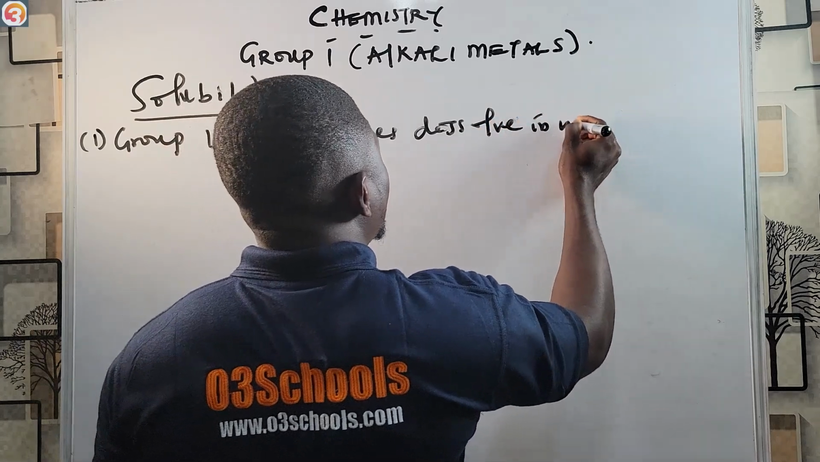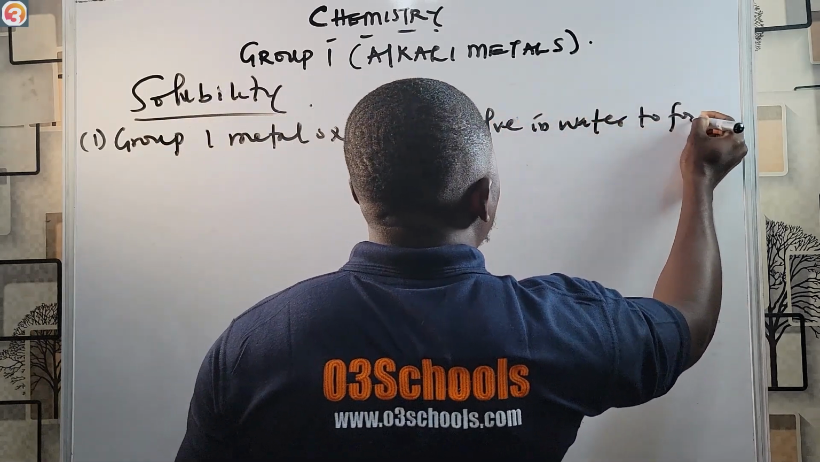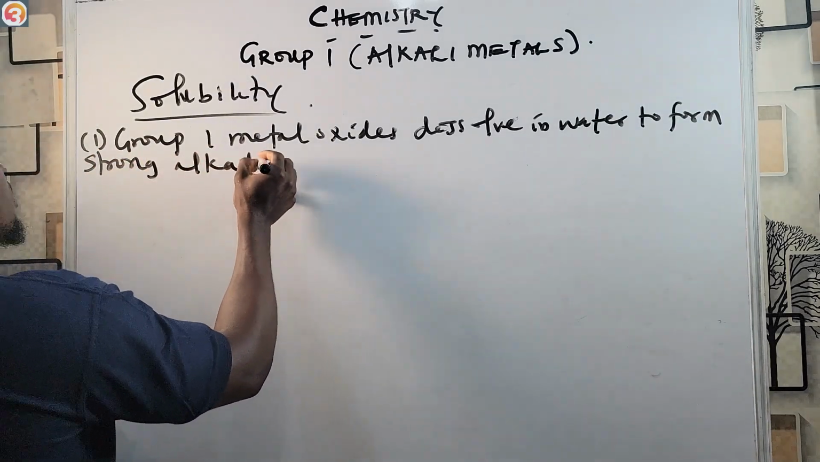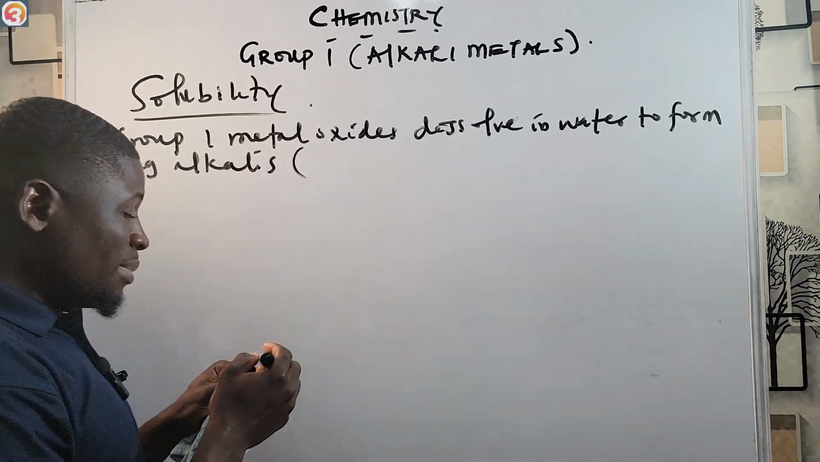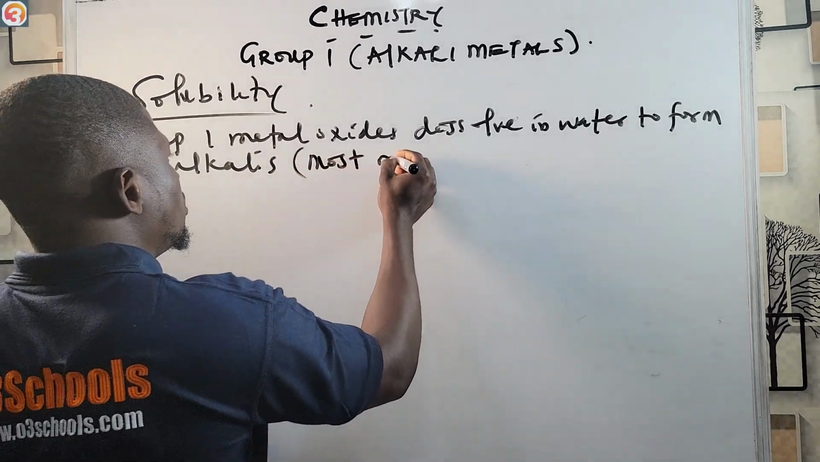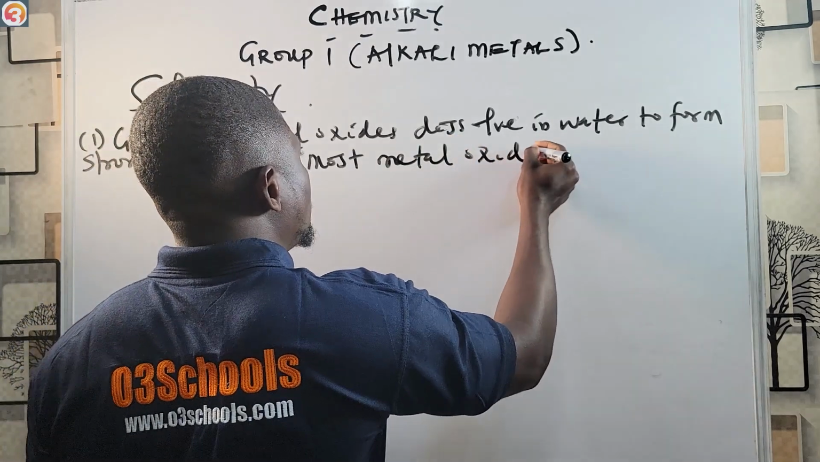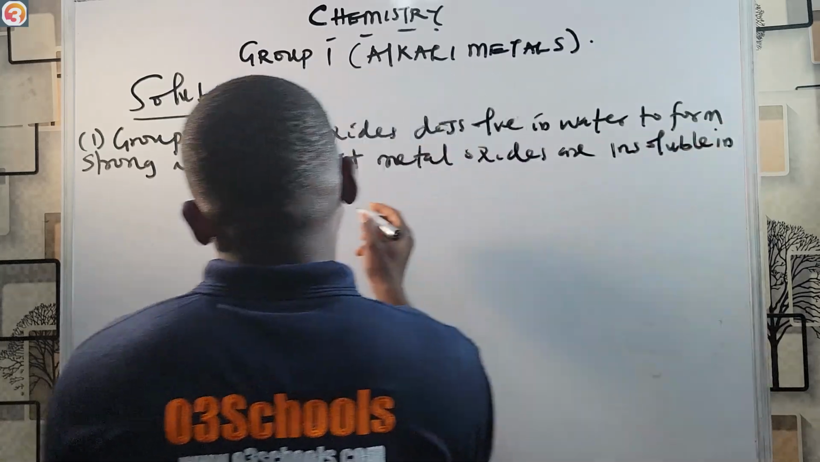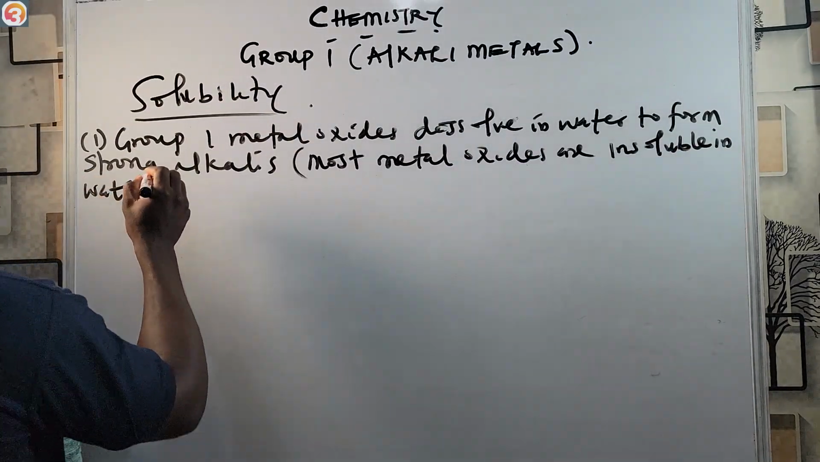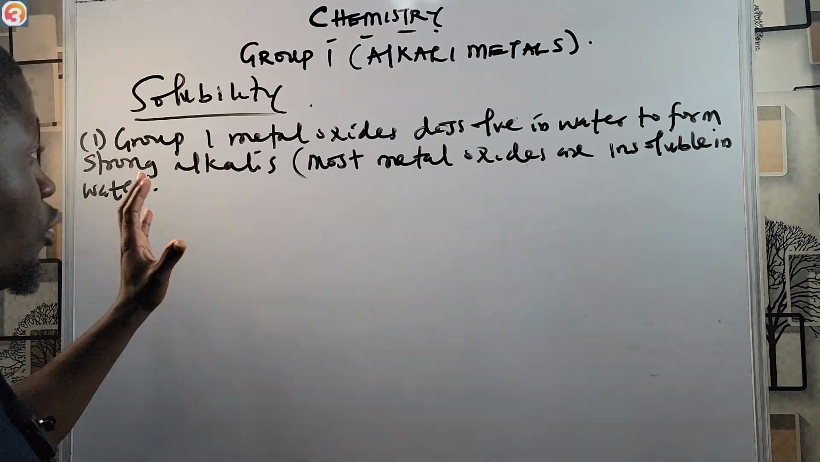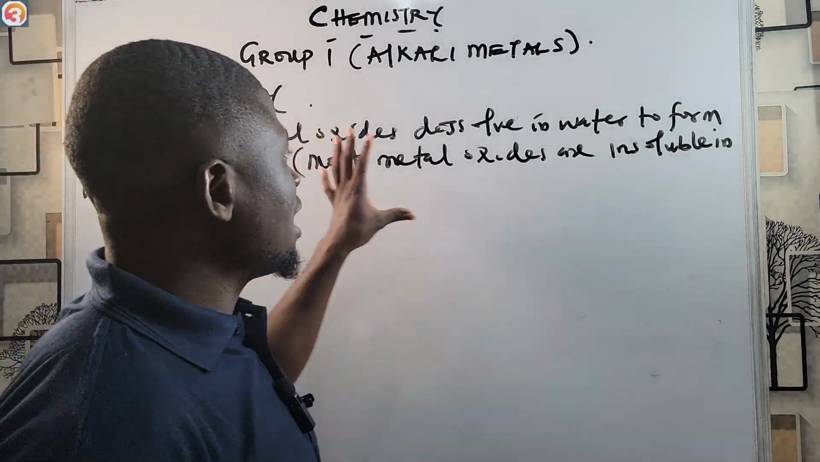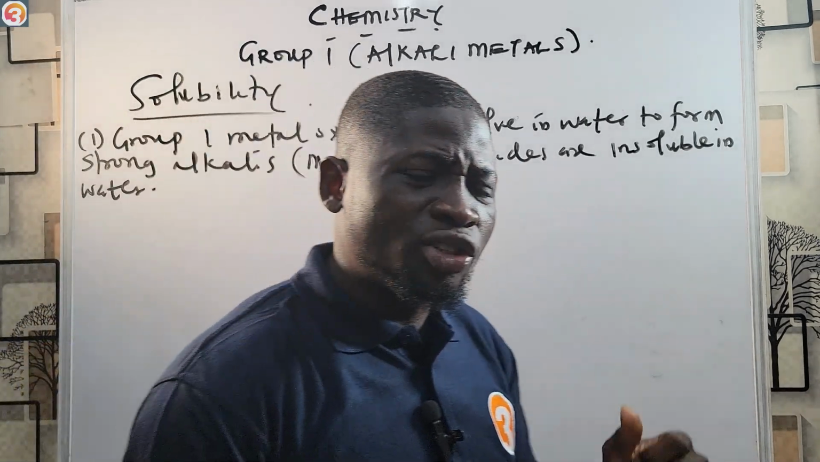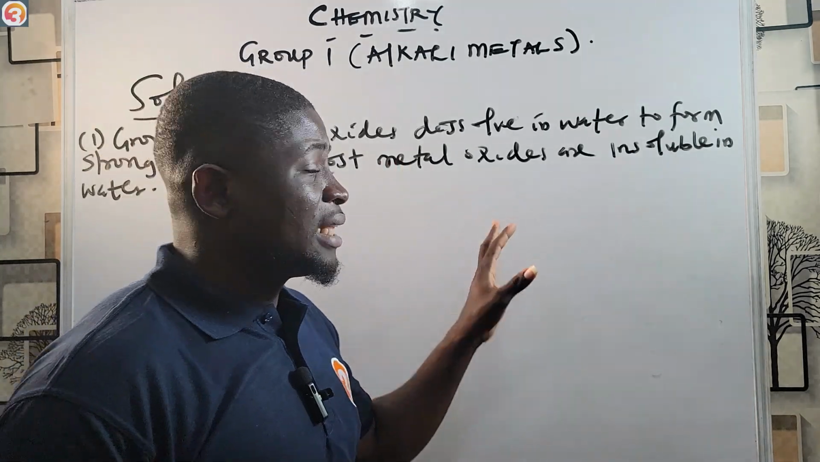Group one metal oxides dissolve in water to form strong alkalis. In fact, most metal oxides are insoluble in water. All right, now this is the solubility of group one metals. Group one metals dissolve in water to form what? Very strong alkalis. When they dissolve in water, they form very strong alkalis, right? In fact, most metals are insoluble in water.